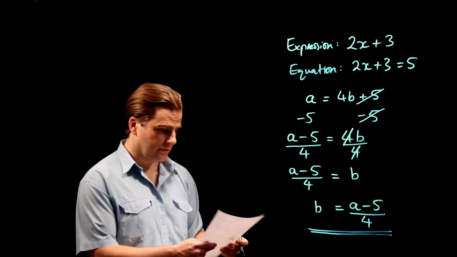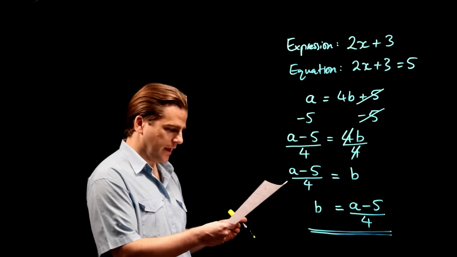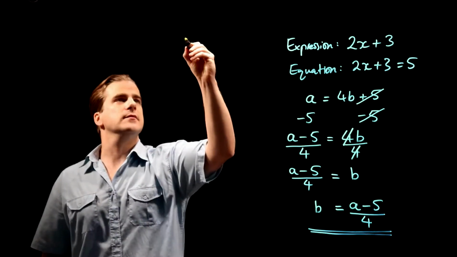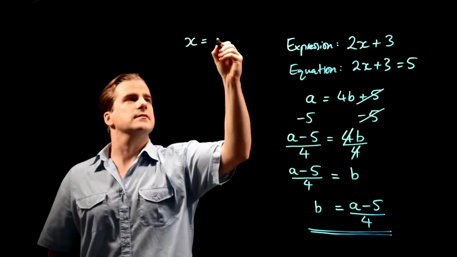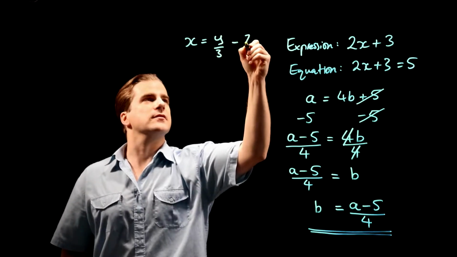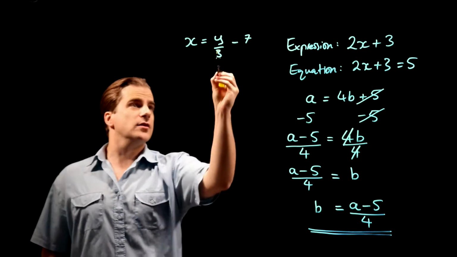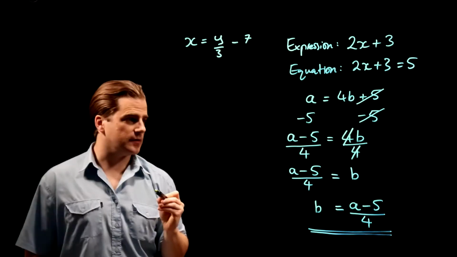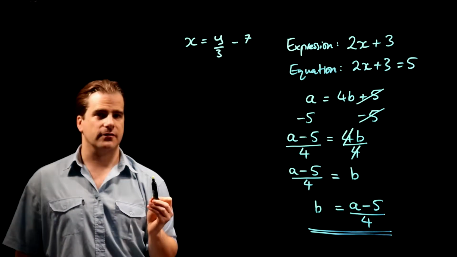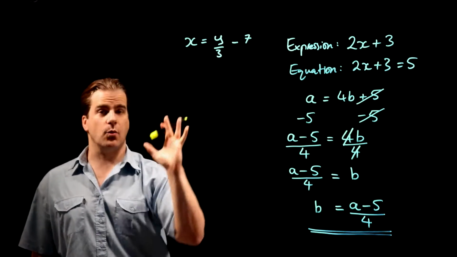Right, let's do another example. Right, let's do x equals y over 3 minus 7. Okay, x is y over 3 minus 7. Notice that the 3 is only dividing the y. It's not dividing the 7 as well, unlike this, the 4 is dividing both the a and the 5. Okay, we're going to rearrange this to make y the subject.